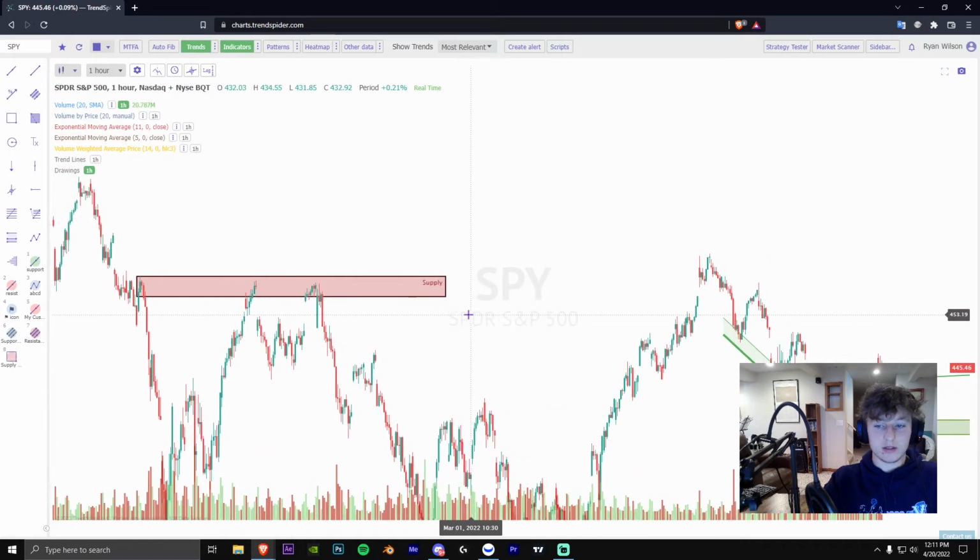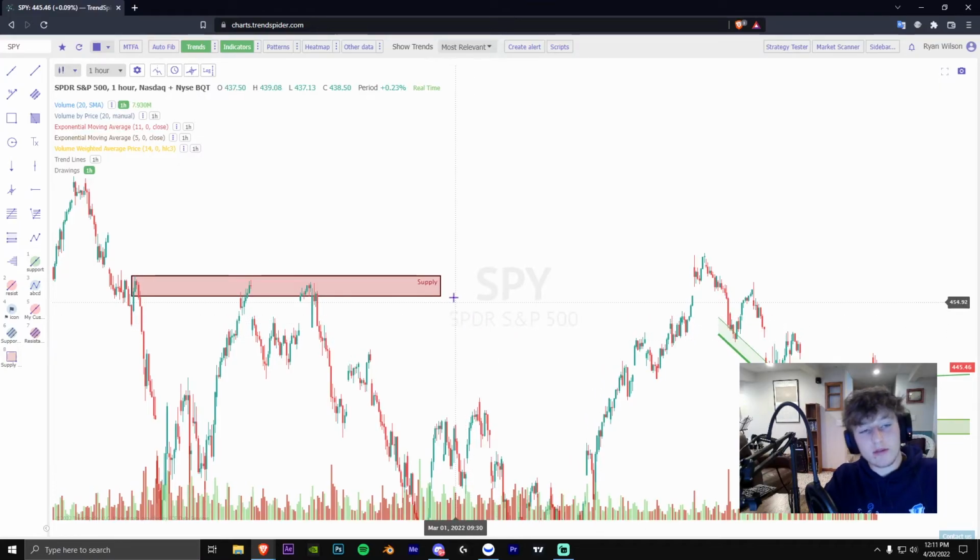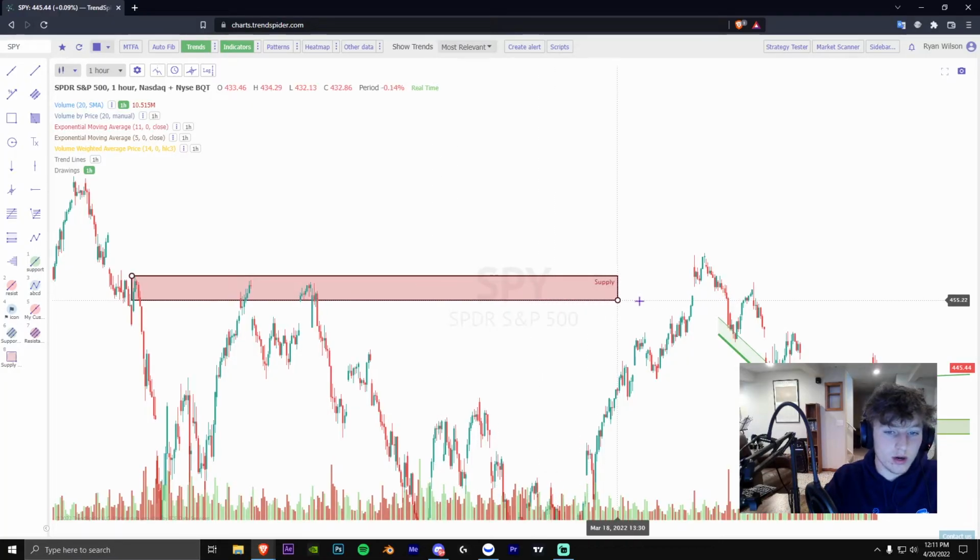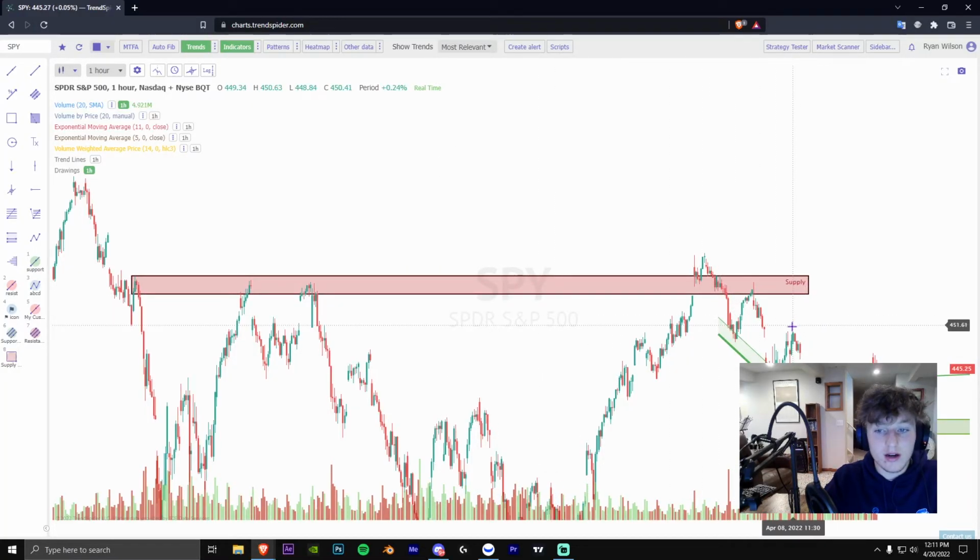And like supply and demand, like resistance and support, they're interchangeable. So supply can turn into demand, and demand can turn into supply. But after a while, it actually just becomes a support and resistance zone because all those unfilled orders were already filled. So if we move this over here, you can see this isn't the greatest example, and I didn't plan.